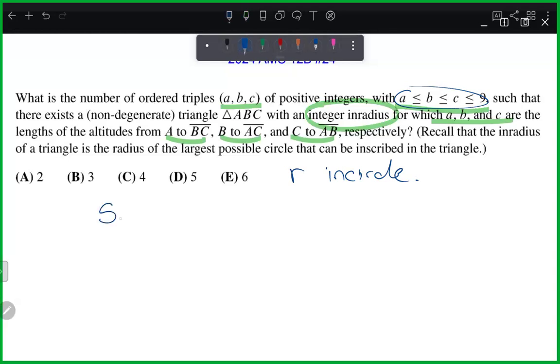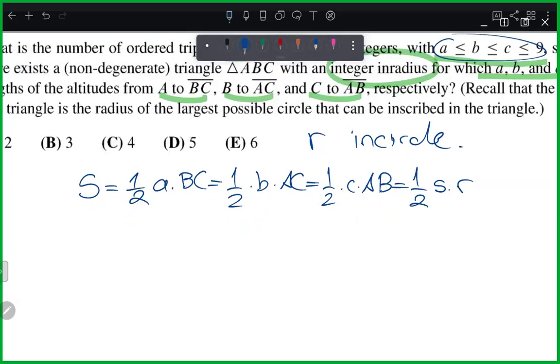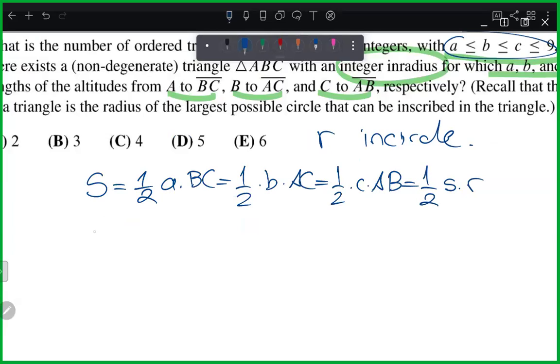So if we denote the area of the triangle by S, on the one hand, S is 1/2 A times BC. This equals 1/2 B times AC. This equals 1/2 C times AB. And this equals 1/2 times the perimeter, which we denote by P, times R. From here, we can write down AB, AC, and BC. So AB is 2S over C, AC is 2S over B, and BC is 2S over A.